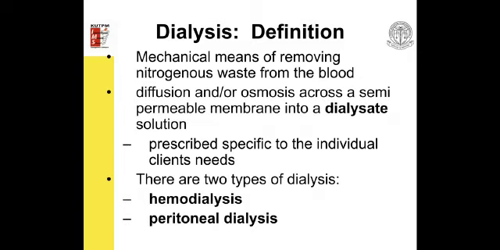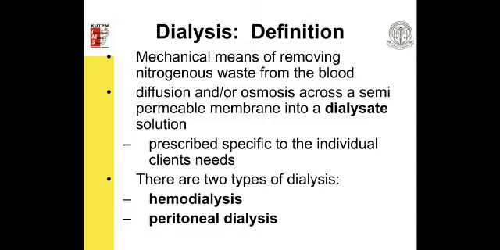Dialysis is the mechanical means of removing nitrogenous waste from the blood by diffusion or osmosis across a semi-permeable membrane into a dialysate solution, prescribed specific to the individual client's needs. There are two types of dialysis, hemodialysis and peritoneal dialysis. This is the hemodialysis, where it is connected to the arteriovenous fistula, where the radial artery is connected to the ulnar vein. So there is arterialization.